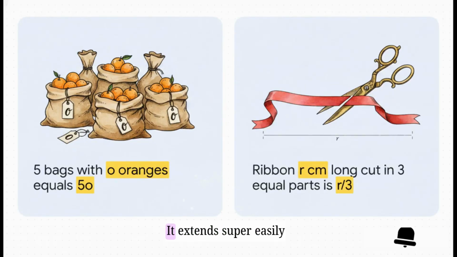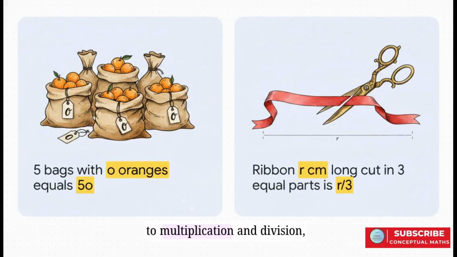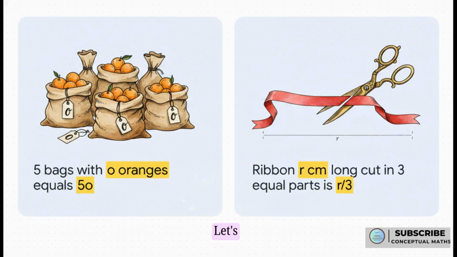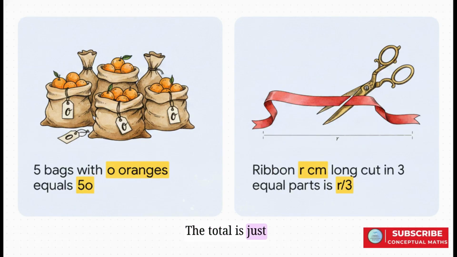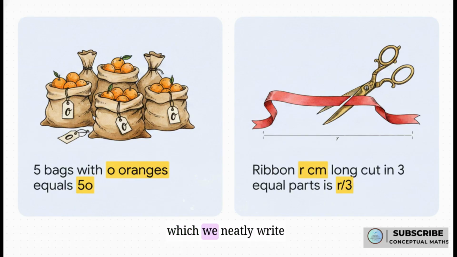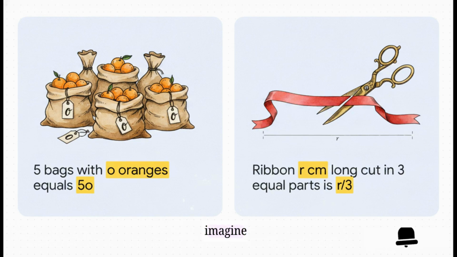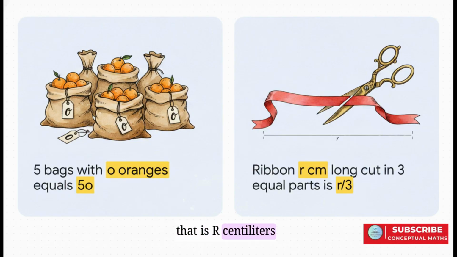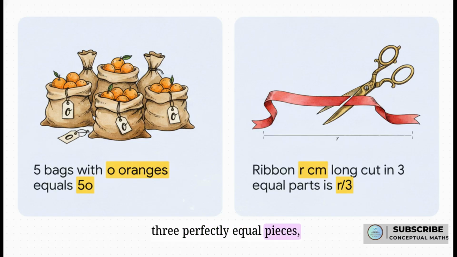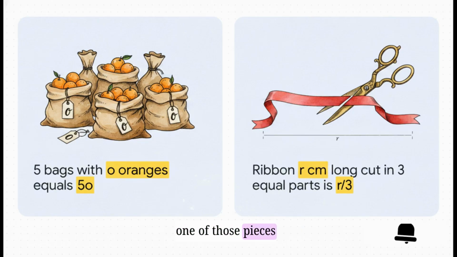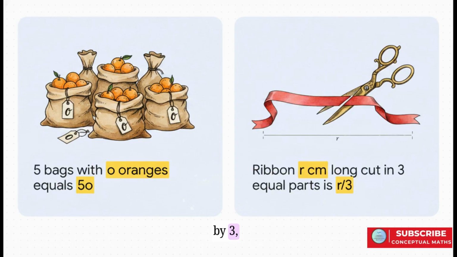And this logic extends super easily to multiplication and division too. Let's say we have 5 bags of oranges, and each bag contains an unknown amount, o. The total is just 5 multiplied by o, which we neatly write as 5o. Pretty simple, right? And for division, imagine a piece of ribbon that is r centiliters long. If we cut that exact ribbon into 3 perfectly equal pieces, the length of just one of those pieces is simply r divided by 3. Or, written as a fraction, r over 3.